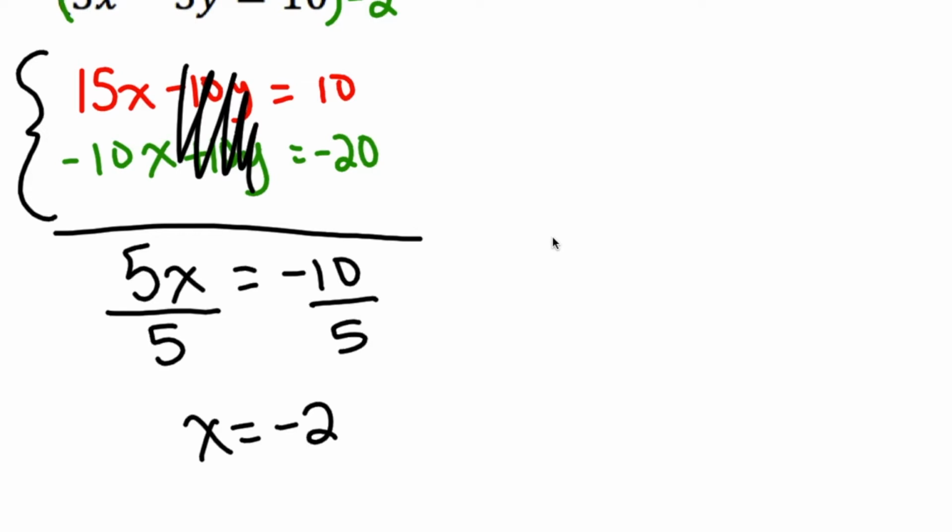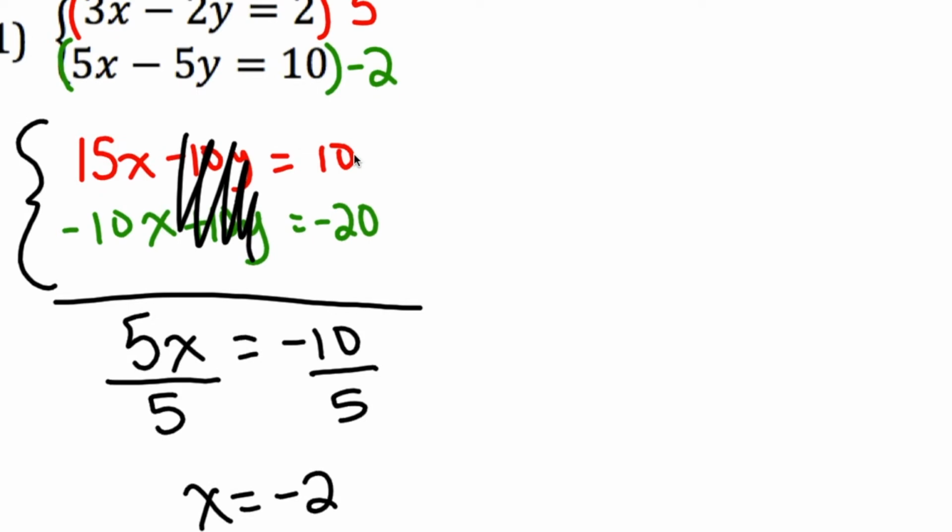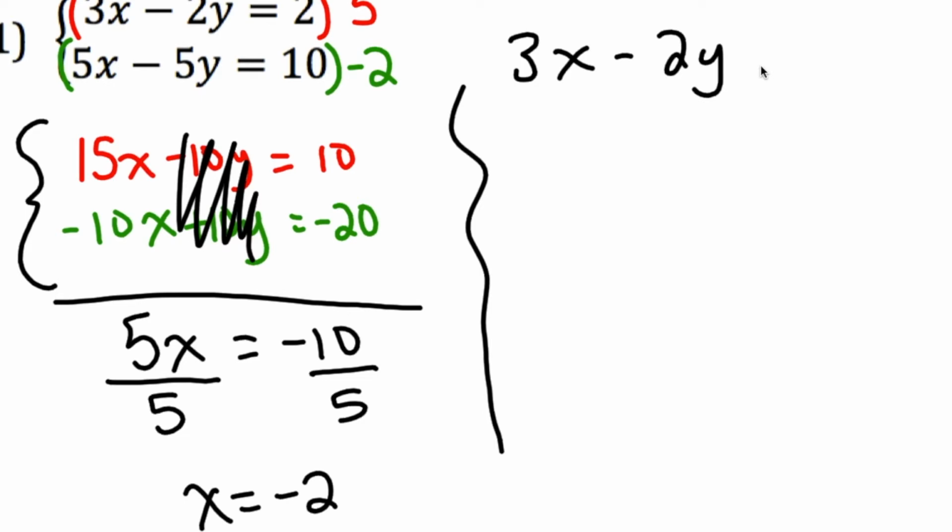We now need to plug this into one of the originals. Do not use one of these two equations that I wrote in red and green, because if we made a mistake there, it's going to give us two incorrect answers, where if we go back to the original, a lot of times we can tell whether we did it correctly or not. So I'm going to come back to the original equation. I'm going to use the top one, 3x minus 2y equals 2. And I'm taking that negative 2, and I'm going to plug that in for x.